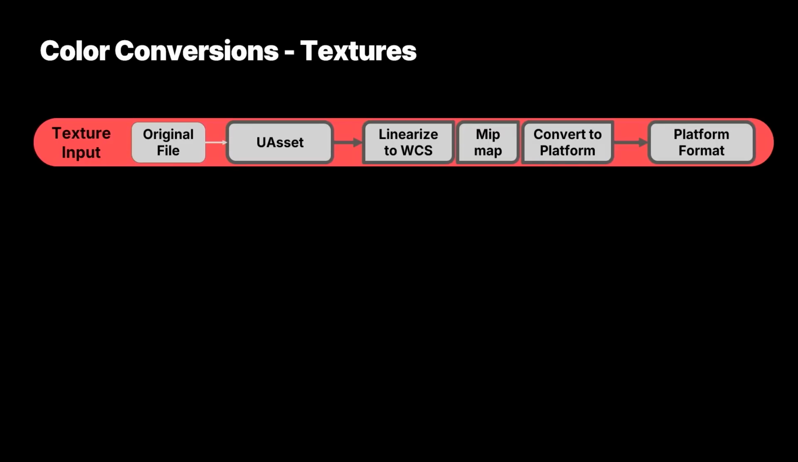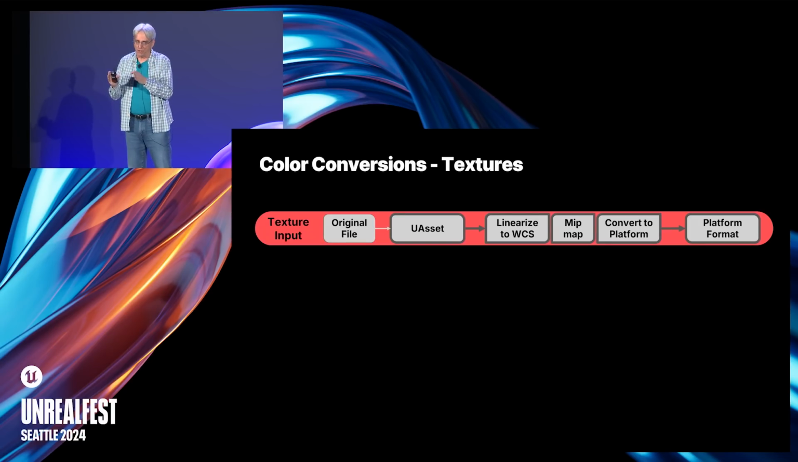Now, as it turns out, there are more steps in there, so let's broaden that out a little bit. The conversion is: linearize, then convert to the working color space. The linearization is taking off the encoding. Convert to working color space is going from whatever the color space of the texture was to the working color space. Then do all the mipmap calculation. And this is the right thing to do because mipmaps need to happen with linear values, just like almost all rendering math. And then after that, we convert into the platform format that we're going to use. And that's how we store it.